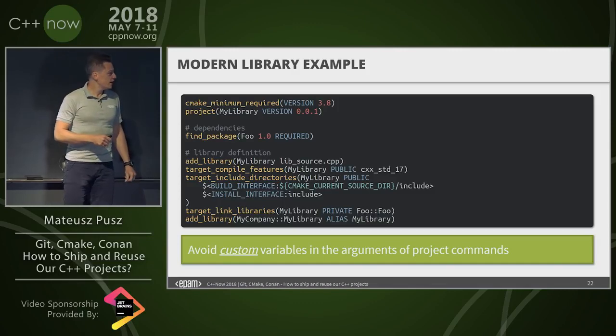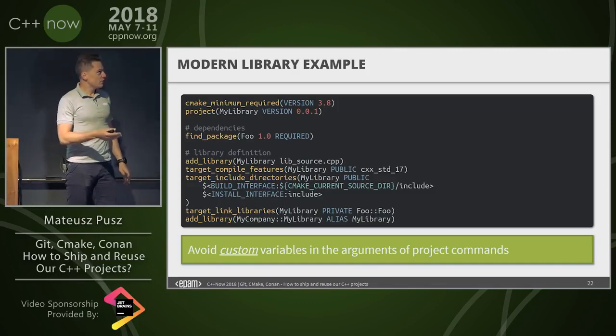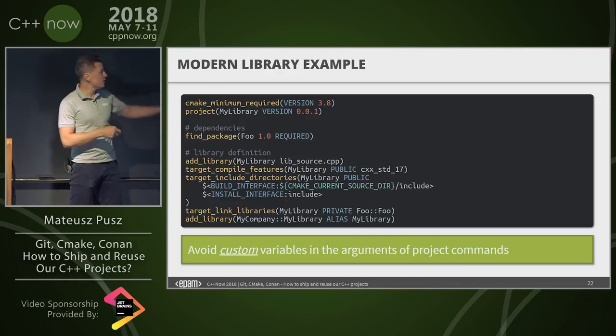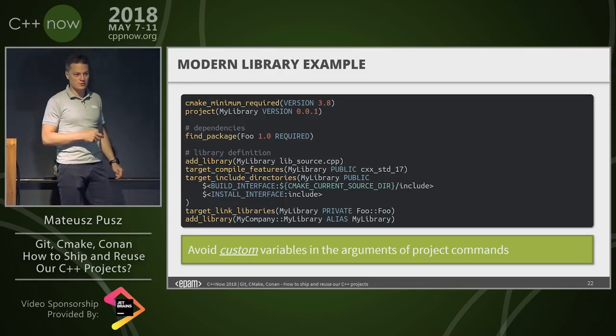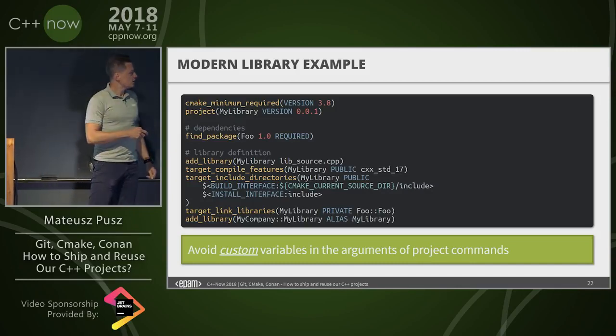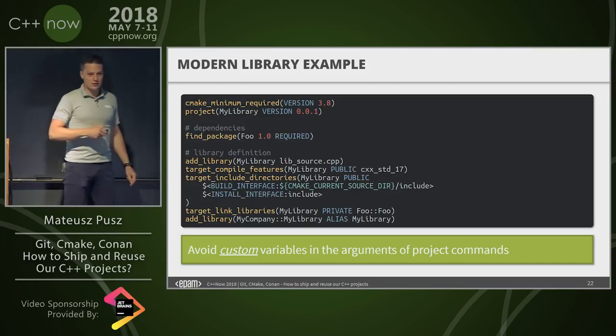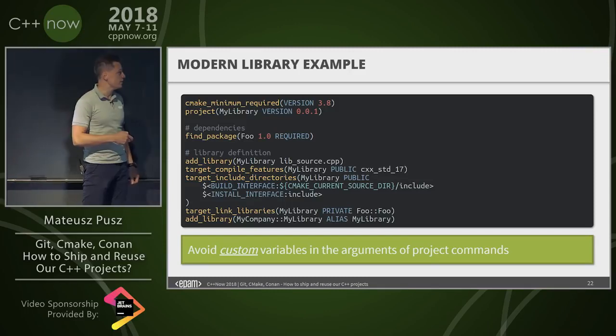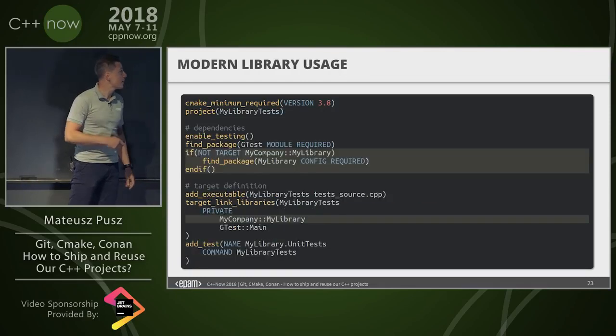Following Daniel's recommendations from last year, please avoid custom variables in the arguments. You can see there are no set here, and everything works fine. Set is wrong because it has many issues. For example, it's case sensitive, and if you have some typo, it will just compile silently without expanding the things you thought you were expanding, and so on.